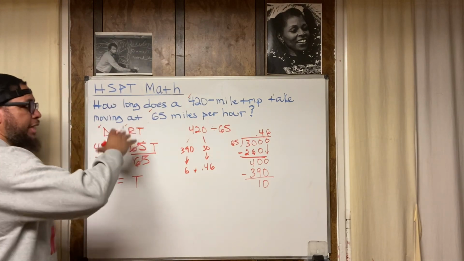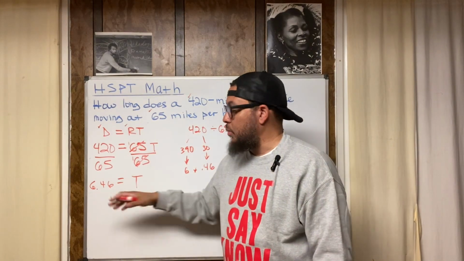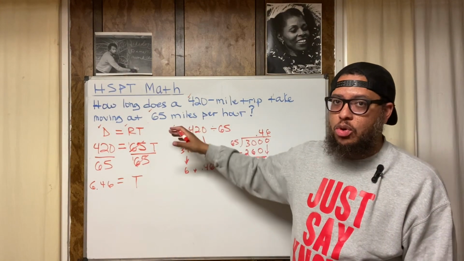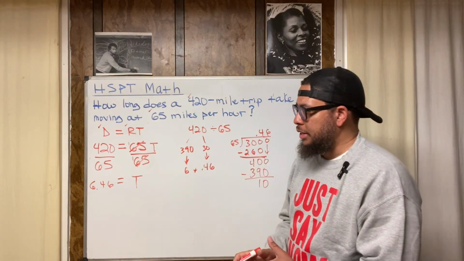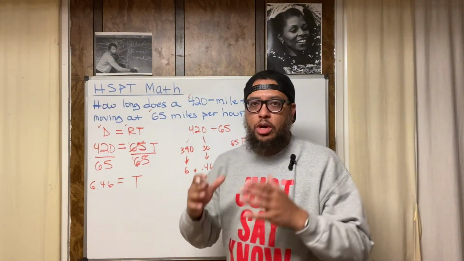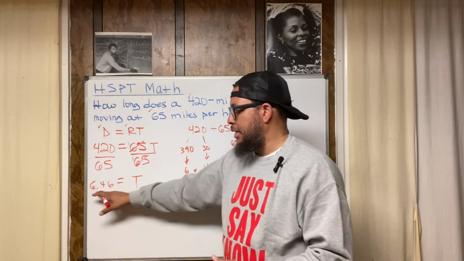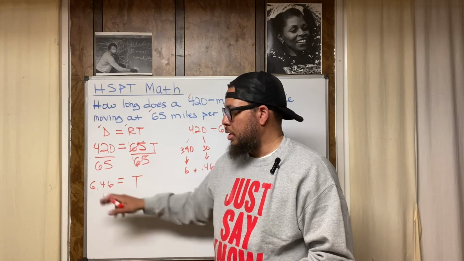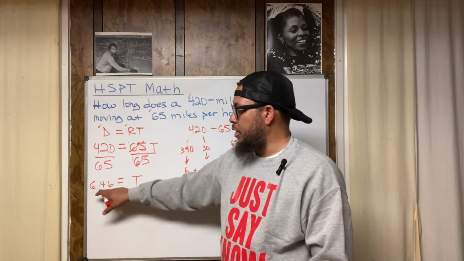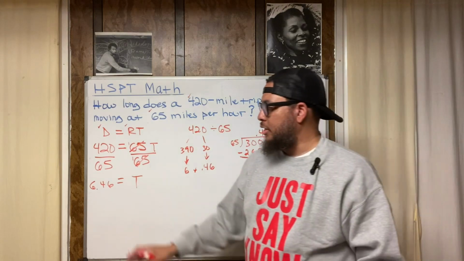Now, they ask how long does the trip take? It would be 6.46 hours. However, this particular question that I found online was a multiple choice question, and the answers were in terms of hours and minutes, not just a decimal like this, not just in terms of hours. So that means we have to convert 0.46 into a number of minutes. We have to figure out how many minutes is 0.46.